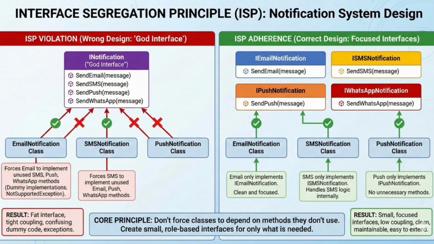ISP violation. Wrong design. In a bad design, we create a single, large, God interface like INotification: send email, send SMS, send push, send WhatsApp. Then, email notification is forced to implement SMS and WhatsApp methods. SMS notification is forced to implement push and email methods. Push notification is forced to implement WhatsApp and email methods.